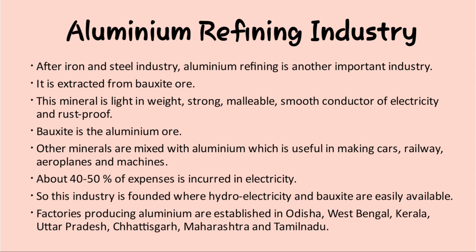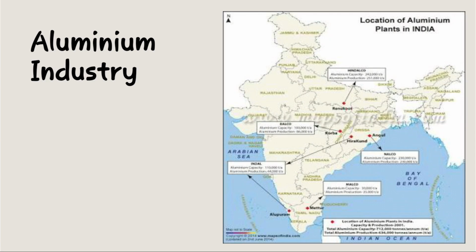Where will you find the places or the factories producing aluminium located in India? In India, we are having it in Odisha, West Bengal, Kerala, UP, Chhattisgarh, Maharashtra and Tamil Nadu. This map I have made it clear for you the places in India where aluminium is produced.